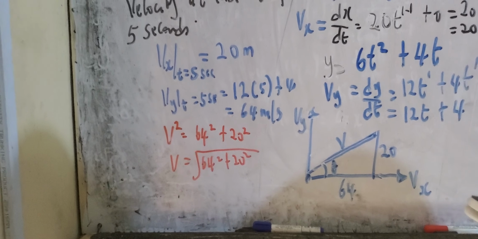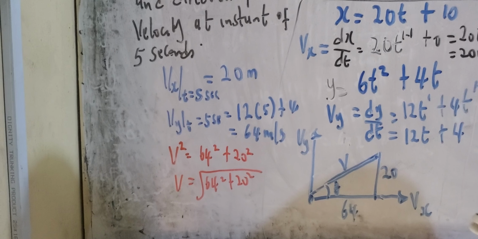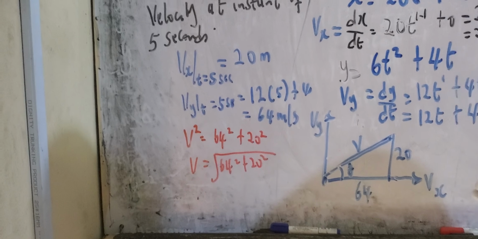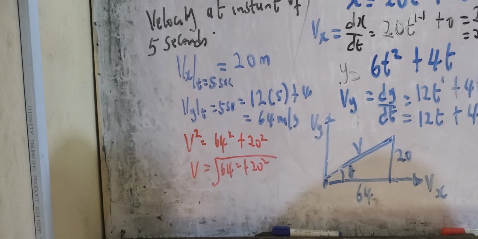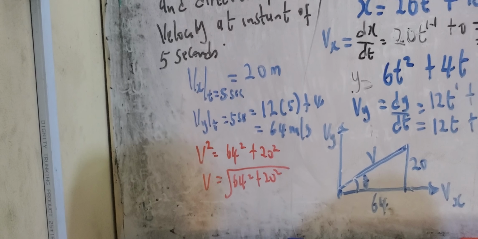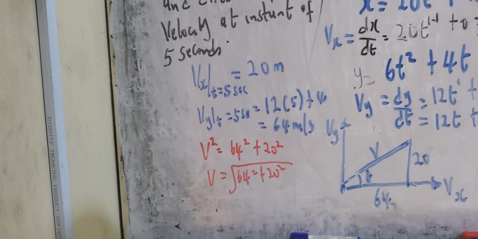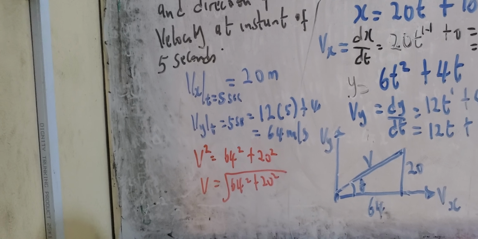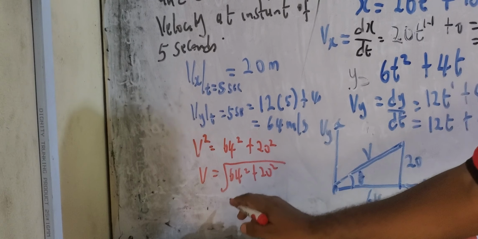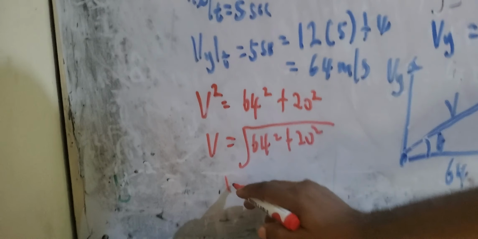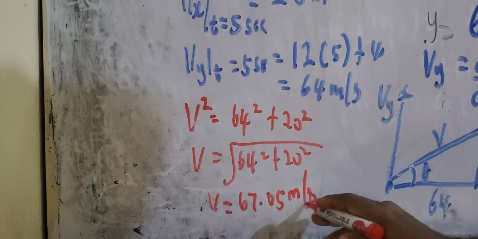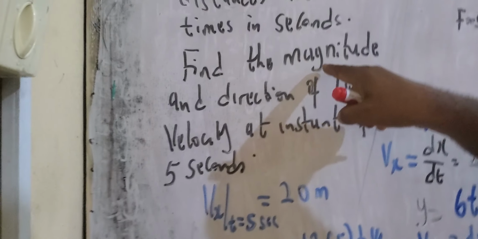So I want to press my calculator to get my resultant velocity. I'm pressing my calculator, 64 raised to power 2, then plus 20 raised to power 2. So I'm having 67.05. So the velocity that I have here, v, is 67.05 meter per second. That is the magnitude of the velocity.